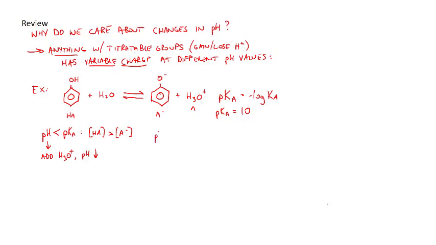Likewise, if your pH is above your pKa, that means that the concentration of conjugate base will be greater than the concentration of conjugate acid. And you can rationalize this by Le Chatelier's principle in the same way. If your pH is high, that means you would have a low concentration of H3O+. If you have a low concentration of H3O+, the equilibrium pushes to the right, and we end up with a higher concentration of our conjugate base.